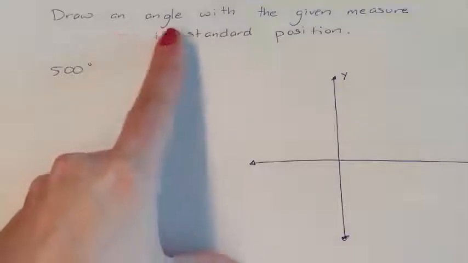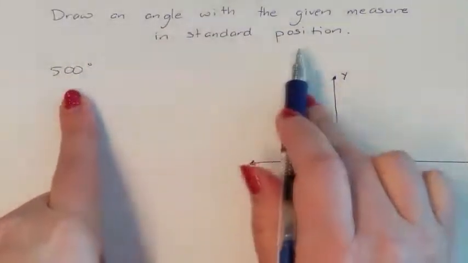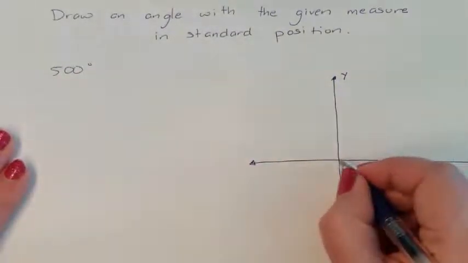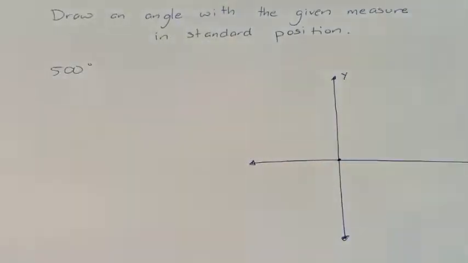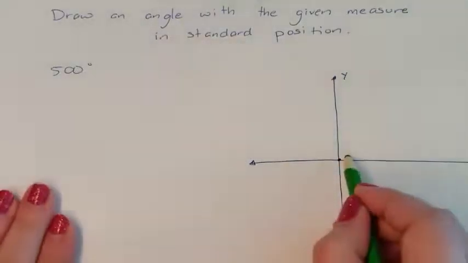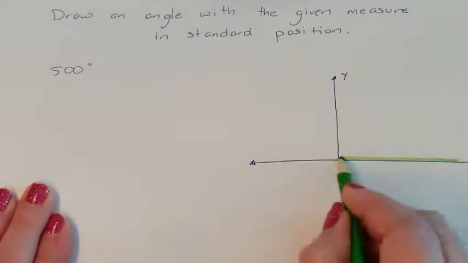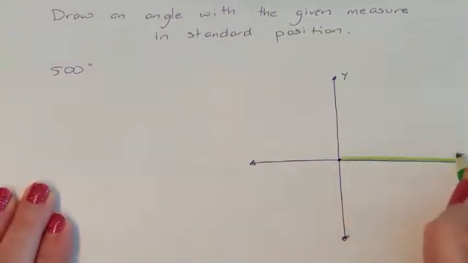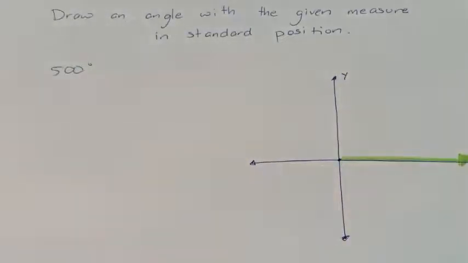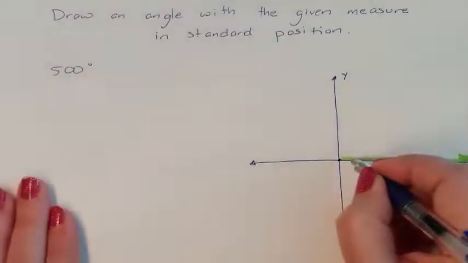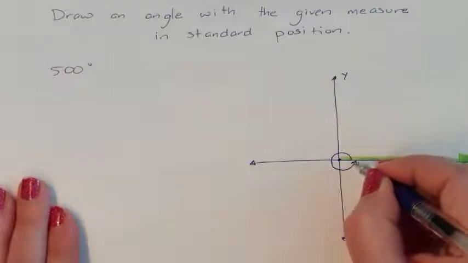So now I'm being asked to draw a 500-degree angle in standard position, which means the vertex of my angle is going to be right here at the origin. My initial line, my initial side, is going to be right here. And now I have to travel 500 degrees. Well, I know a full rotation is going to be 360.